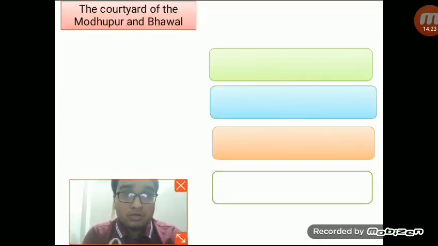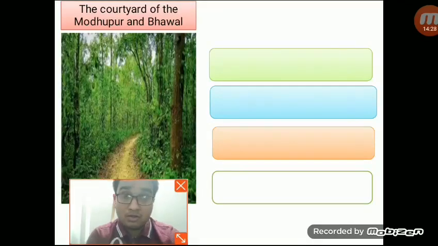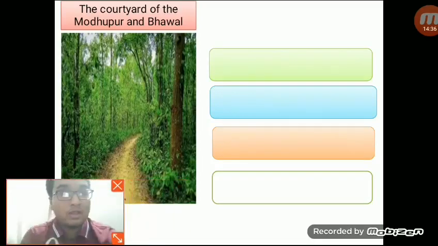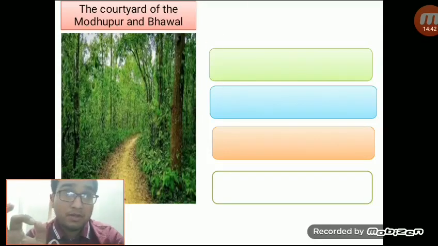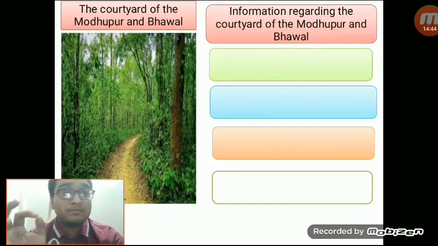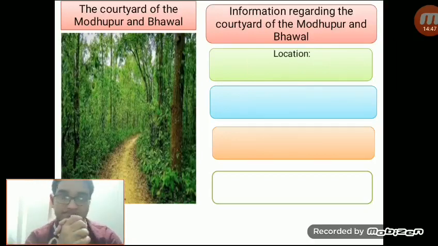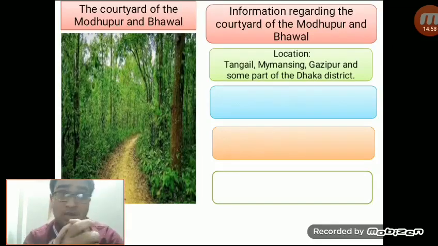So dear students, now I am going to discuss the Madhupur and Bhawal tract. At first, I am going to show a picture to you. This is the picture of the Madhupur and Bhawal tract. Now I'm going to provide all of the information regarding it. First of all, location. Tangail, Mymensingh, Gazipur, and some parts of Dhaka are included in the Madhupur and Bhawal tract. So these are the districts: Tangail, Mymensingh, Gazipur, and some parts of Dhaka district.